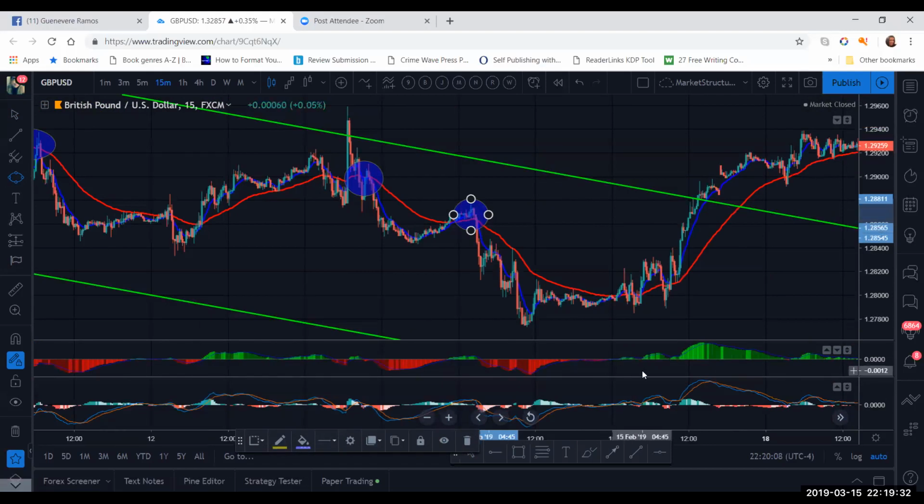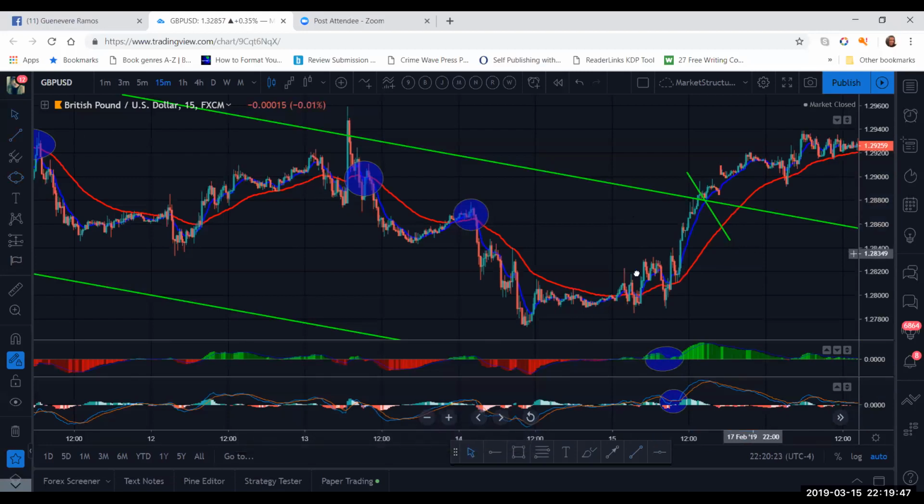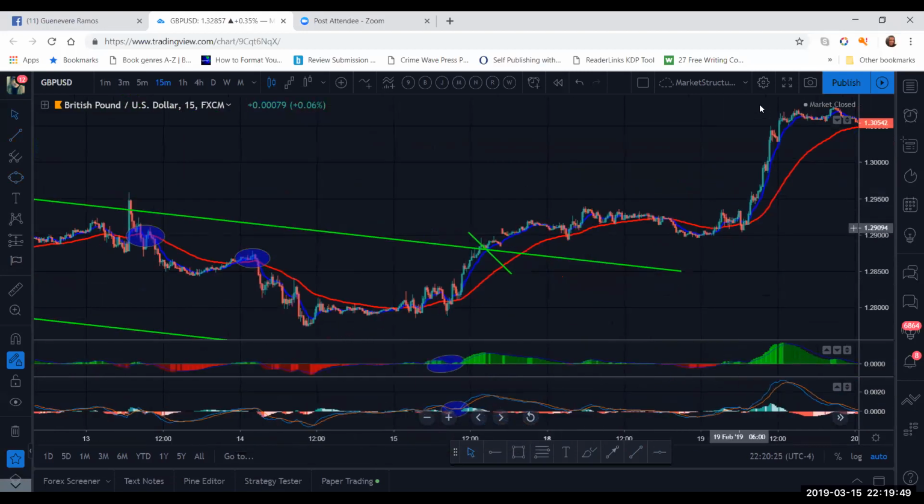If you look down at your MACD, you see a big cross to the upside, and your EMAs also crossed. So how do you know that this sell market is over? Your trend line broke, your MACD broke, you had an impulse correction, then it continued to the upside.